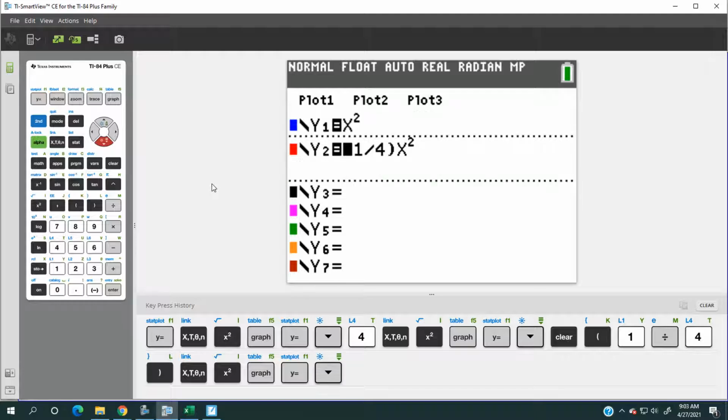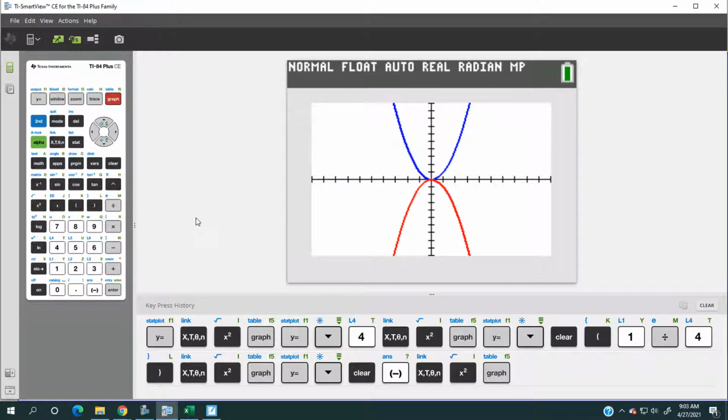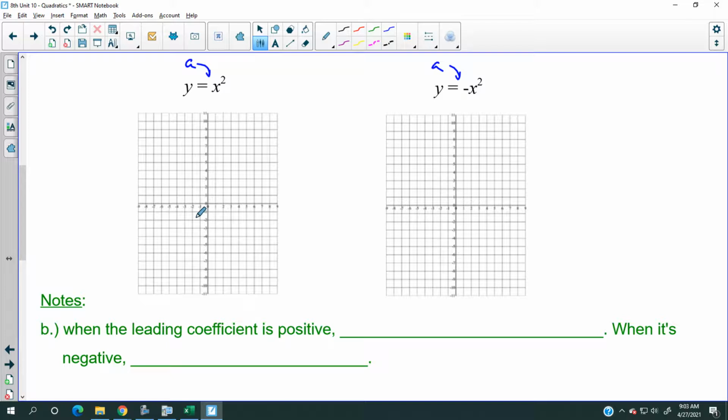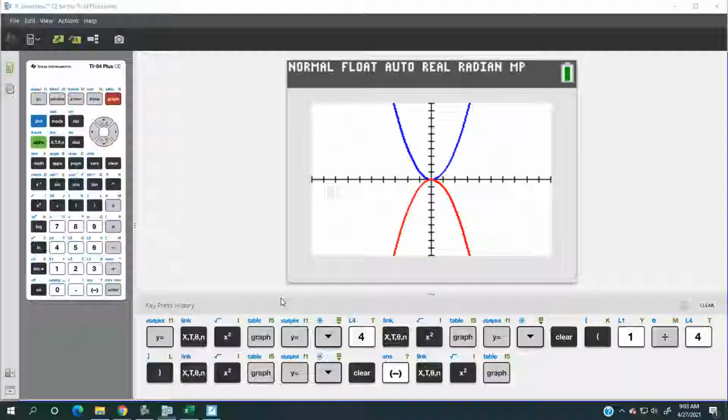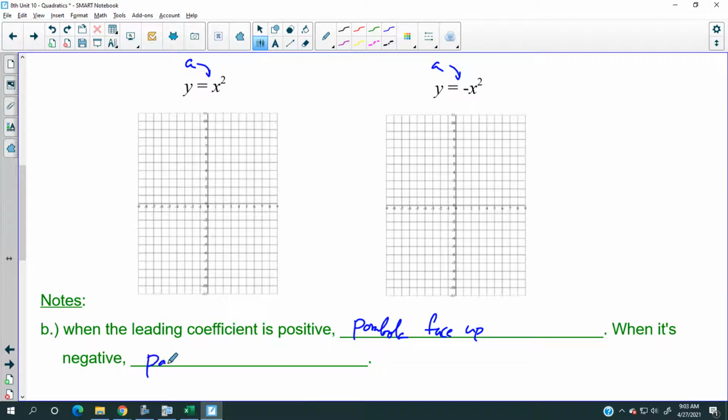Now, I'm going to keep the first one, clear the second one, but make this one negative. So negative x squared, grab that. What's happening? Yeah, it flips upside down. So when the leading coefficient is positive, the parabola faces up. When it's negative, what happens to the parabola? Yeah, it faces down. Okay, let's move on.